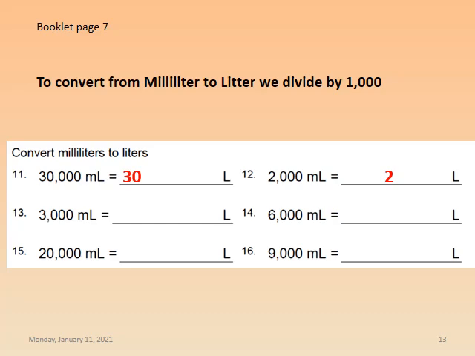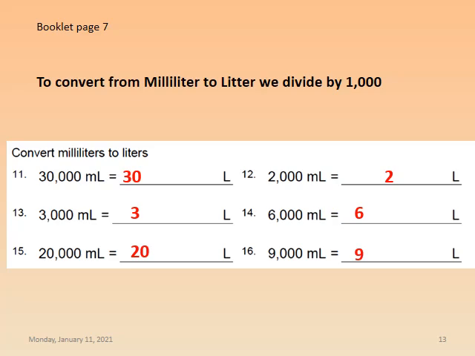Number 13, we have 3,000 milliliters, divide by 1,000, 3 liters. Next, 6,000 milliliters are equal to, yes, 6 liters, I'm sorry. 20,000 milliliters, cross away 3 zeros because we divide by 1,000, so it's 20 liters. The last one that we have for today is 9,000 milliliters. Divide by 1,000 to change it into liters, so it is 9 liters.